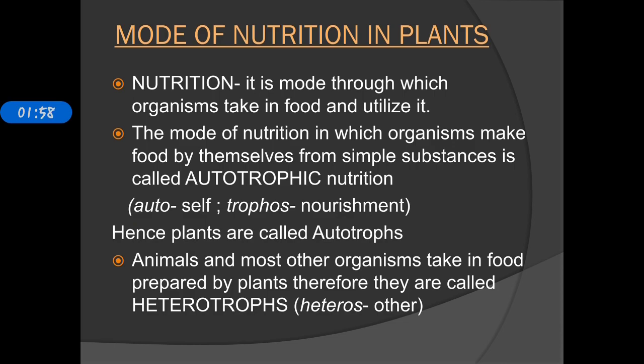The mode of nutrition in which organisms make food by themselves from simple substances is called autotrophic nutrition. Auto means self, trophs means nourishment. Self nourishment means plants produce their own food for their nourishment. Hence, plants are called autotrophs. Animals and most other organisms take in food prepared by plants, therefore, they are called heterotrophs, hetero meaning other.